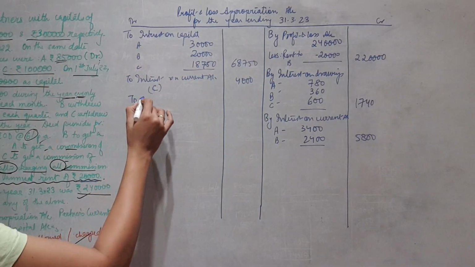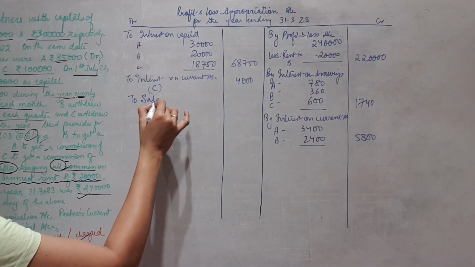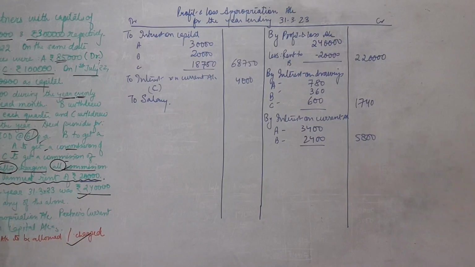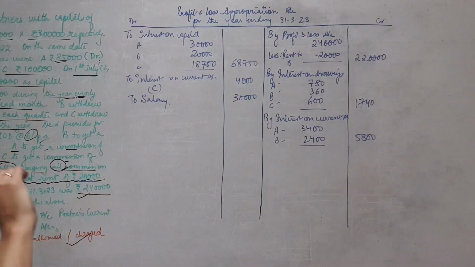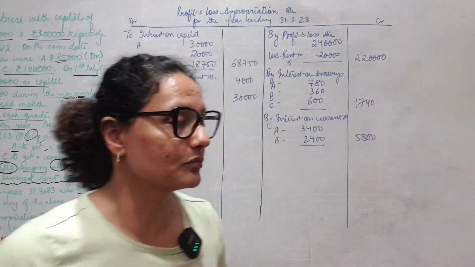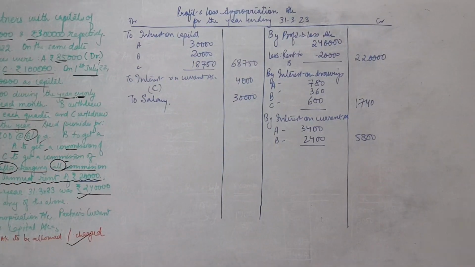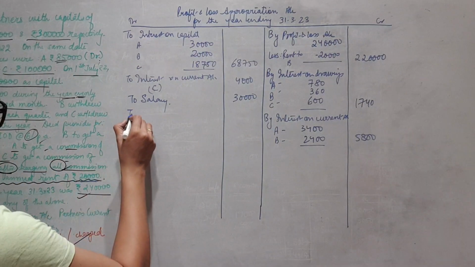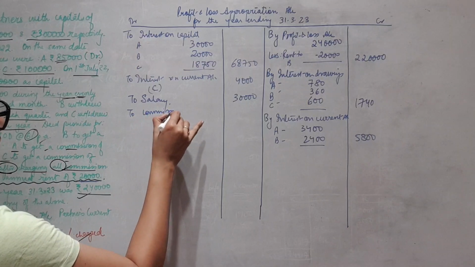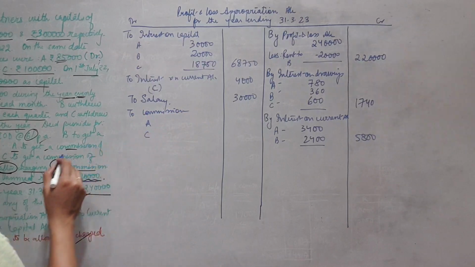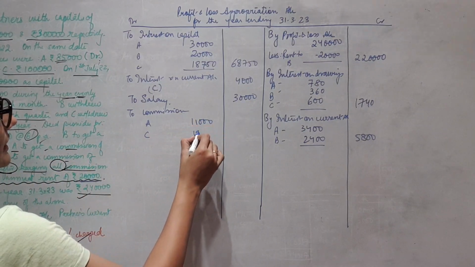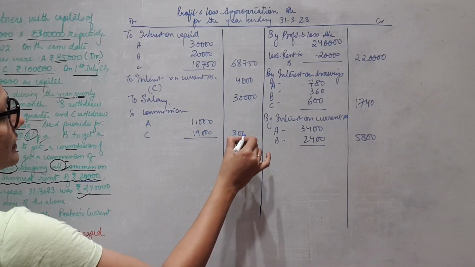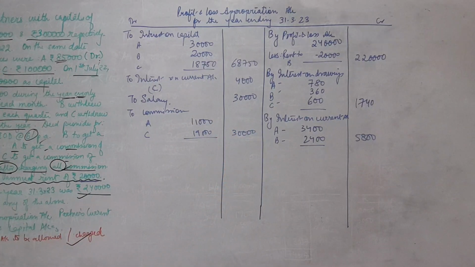Now, come to partner's salary. Who was getting salary? B. B was getting a salary of 30,000. You don't have to write salary to B or B's salary here. It's simply salary account. Then we had commission. A and C were getting the commission. A, we had calculated 11,000. C, 19,000. So total is 30,000. This is as far as the appropriations go.